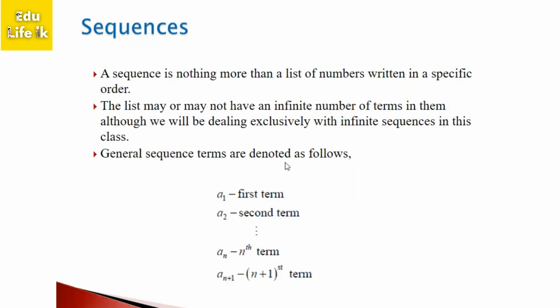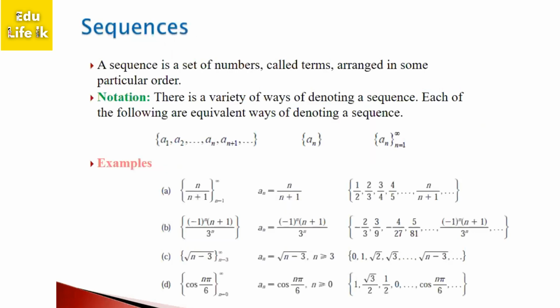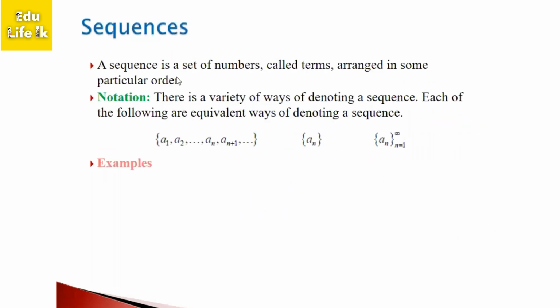General sequence terms are denoted as follows. These are the terms in the sequence. A1 is the general notation: A1 is the first term, A2 the second term, up to An the nth term. Then A(n+1), the (n+1)th term, and so on. So we call a sequence a set of numbers, called terms, arranged in some particular order. That is the sequence.